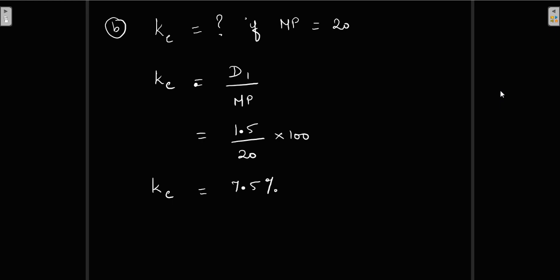In the second scenario, they asked us to find the cost of equity when the market price is 20. So dividend, we will use the dividend that we calculated earlier, that is 1.5. Market price being 20. So the cost of equity is 7.5%.